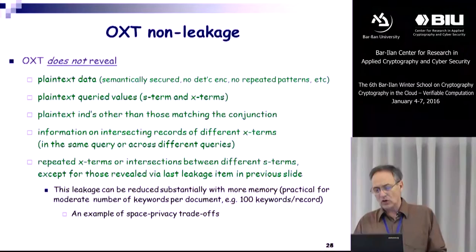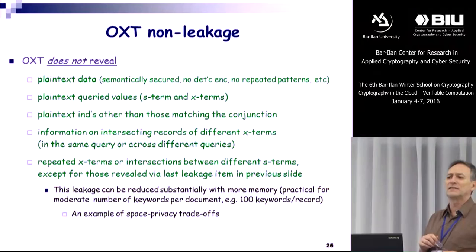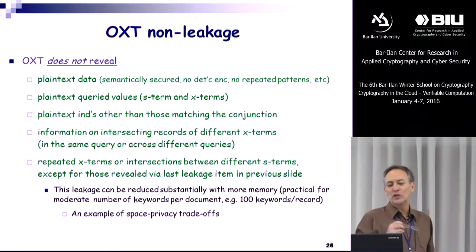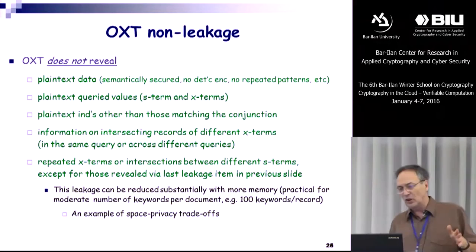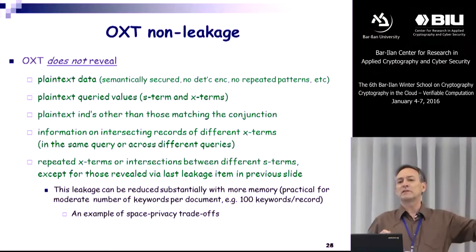Okay, so there are these annoying things that are leaked, but I want to go over a list of things that are not leaked because we focus so much on the bad things. Let's give ourselves some credit and say, okay, here's what we don't leak. So we don't leak plain text data. All the data is semantically secure. No deterministic encryption, no substitution codes, no order preserving encryption. By the way, I didn't talk about range queries yet, so we didn't need order preserving encryption, but we will do range queries without order preserving encryption.